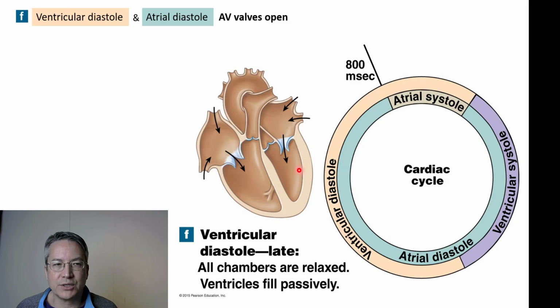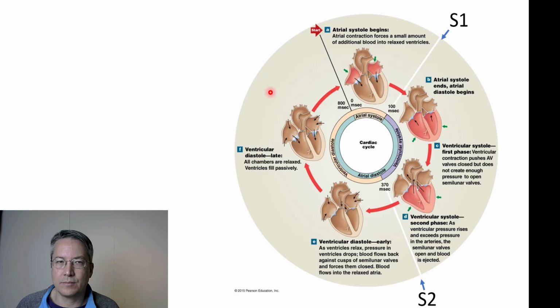Now we have returned to our starting point. Recall that at this starting point, the atria and ventricles are relaxed, and blood is flowing into the heart passively. We have now completed one full turn through the cardiac cycle. We started with the atria and ventricles in diastole. Now we've returned to the point where they're in diastole again.